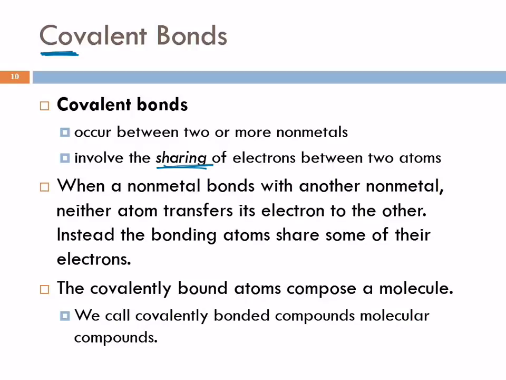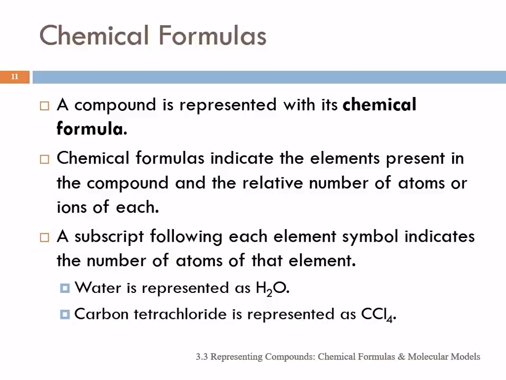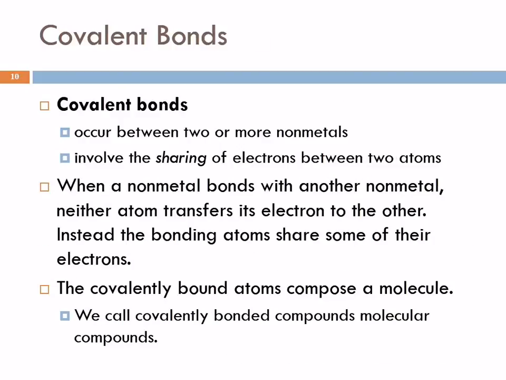So it's the attraction of the shared electrons to each of the atoms that causes the formation of the covalent bond. Those covalently bound atoms compose a molecule. And so we call these compounds molecular compounds. So a compound that has covalent bonds is a molecular compound because it has molecules. Ionic compounds do not have molecules. So any questions about covalent bonds?